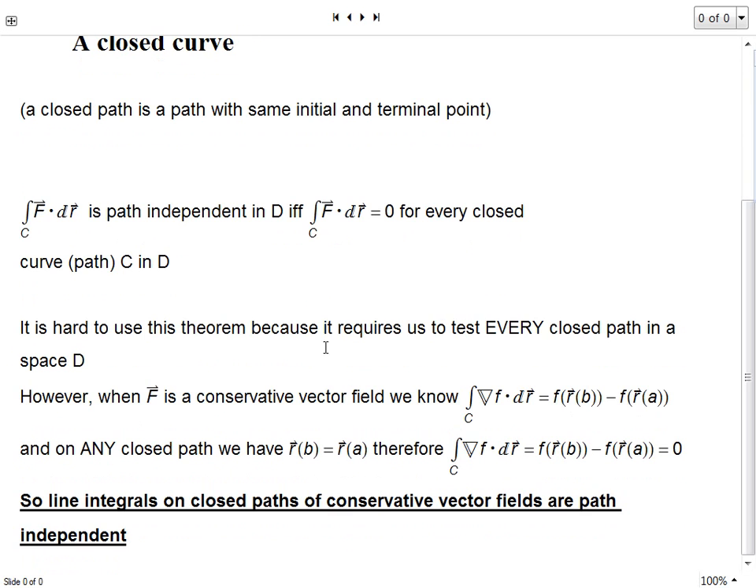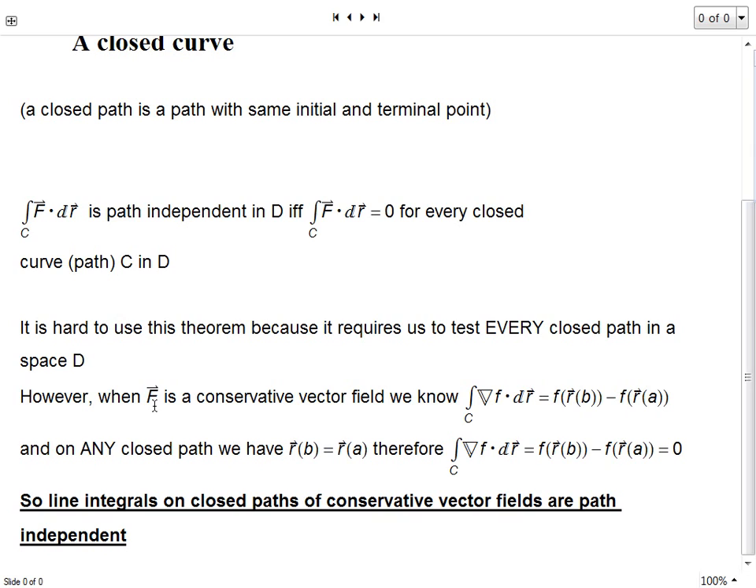As I say here, it's hard to use this theorem because it requires us to test every closed curve. If I give you a two-dimensional or three-dimensional space and ask whether this line integral is path independent there, you can't possibly test every closed curve. Can't do it. However, we do have this, which is nice.